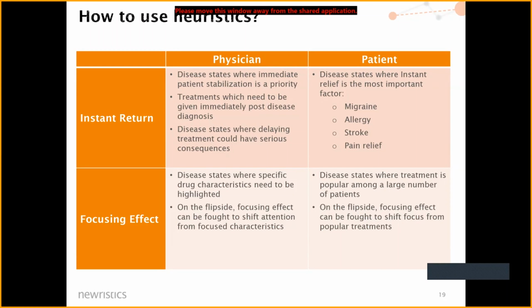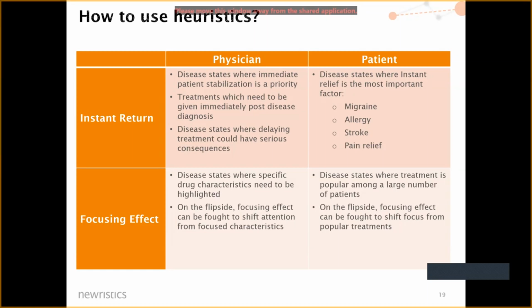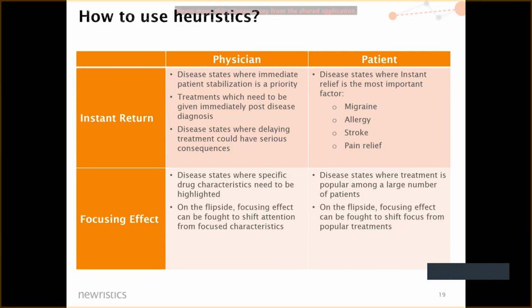And for focusing effect, again, basically any disease states where specific drug characteristics can or need to be highlighted, or a specific experience in the treatment process can be highlighted. Those are opportunities, or some step in the diagnostic or treatment process is where people are hyper focused on that step. It may be good for your brand, i.e. you can bypass that step and now you have something really unique to say. It could be bad for your brand because it becomes a pain point or a barrier to trial or adoption. So depending on which side of the fence you are, you will have to either feed or fight it.